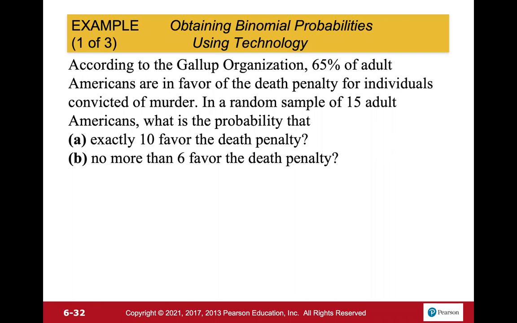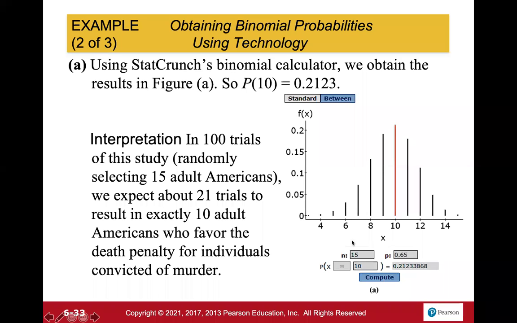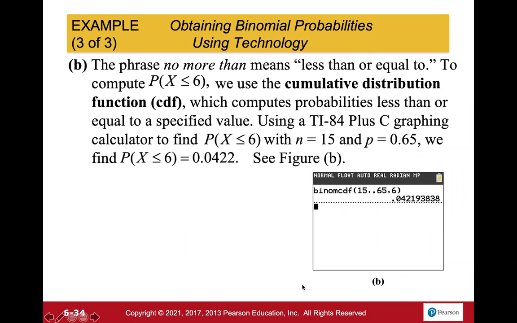And looking at this, we have our last, or possibly last, is it last? Maybe. All right. According to the Gallup organization, 65% of adult Americans are in favor of the death penalty for individuals convicted of murder. In a random sample of 15 adult Americans, what is the probability that exactly 10 favor the death penalty? No more than six. Oh, and we already did these. Here they actually computed it on, it looks like, StatCrunch. You guys could do that, but we're primarily using Excel. We have these right here. And lastly, the interpretation of exactly six, same interpretation that we had earlier. Over here, they used the calculators, the TI-84.